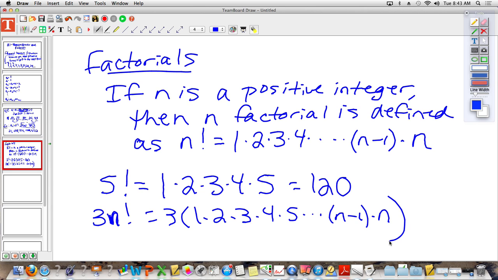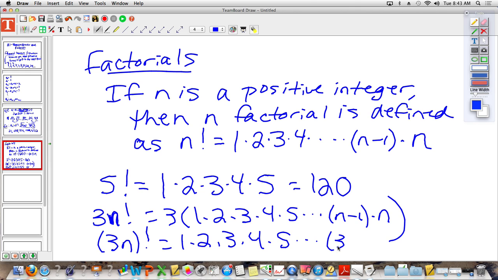What about this? What if the 3 and the n were in parentheses to the factorial? They always start with 1, and they go to 2, 3, 4, 5, and they keep going. What's the very last number going to be? Not n, it's going to be this whole thing, 3n. What would be right before 3n? 3n minus 1. So you do 3n minus 1, and then the very last number is going to be 3n. And you're done.